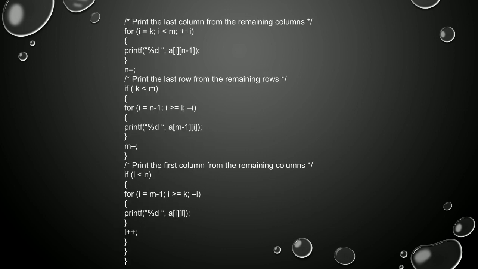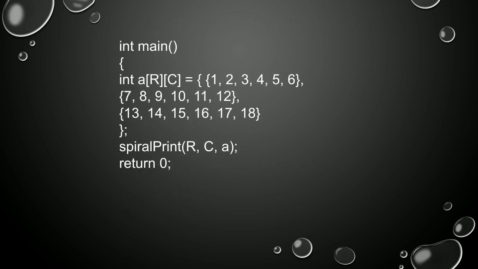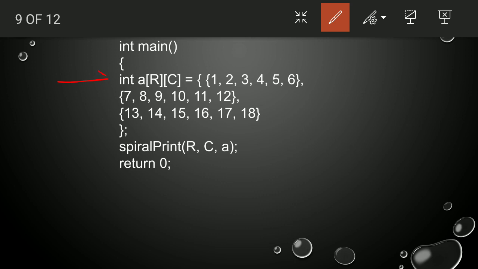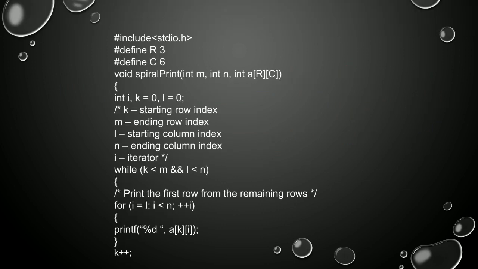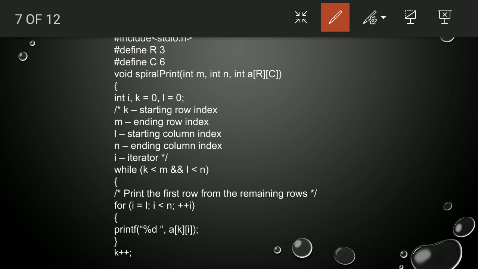Our execution starts from the main function, so we go to main. In main, we have taken the array with number of rows 3 and number of columns 6, and we have defined the array A. The same are passed to this spiralPrint function: number of rows 3, number of columns 6, and the array. Now we come to this function. M contains the number of rows, that is 3, N contains the number of columns, that is 6, and A of R C contains the array.